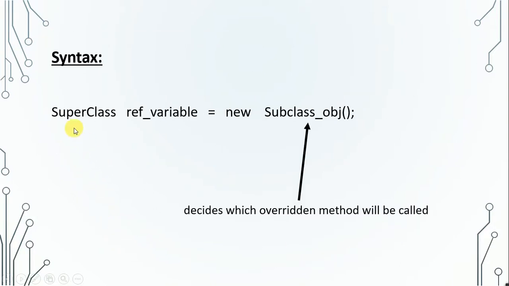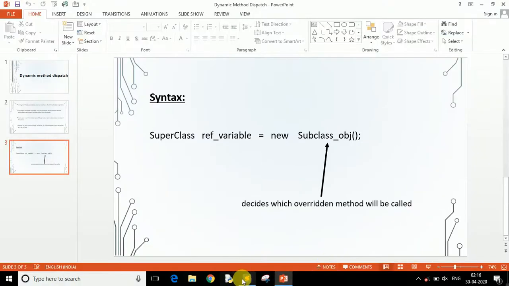As you can see here, we have used a reference variable of the superclass. So we have to write the name of the superclass here, then the reference variable name, you can provide any name here, equals new and the subclass object. Okay, we are providing this object in the reference variable. So this object will decide which overridden method will be called. Okay, so let me show you an example now.